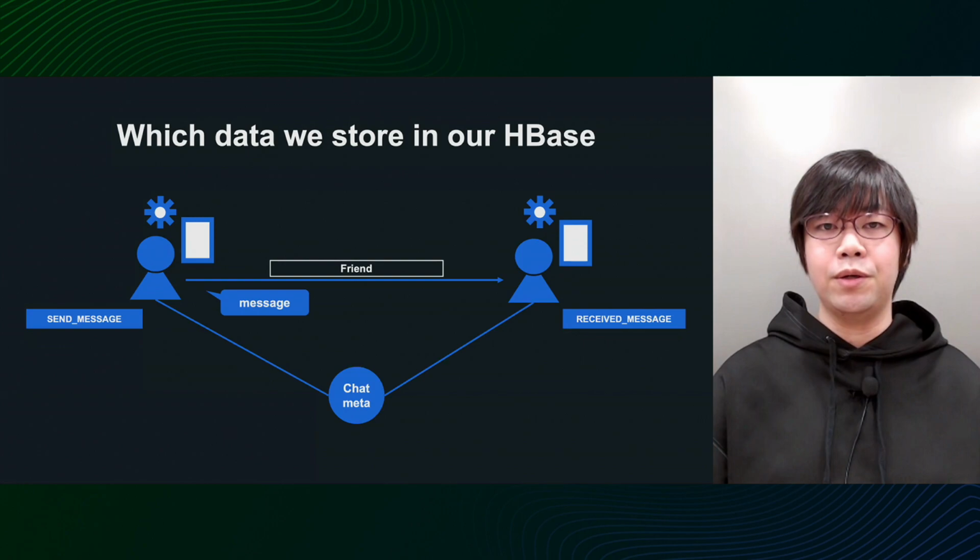I would like to briefly introduce you to what kind of data is stored on HBase. User information of the LINE messaging platform, user device information, and configuration information are stored. Also, the friend relationships among users and meta information such as user chat information or groups, and the messages sent and received by users.